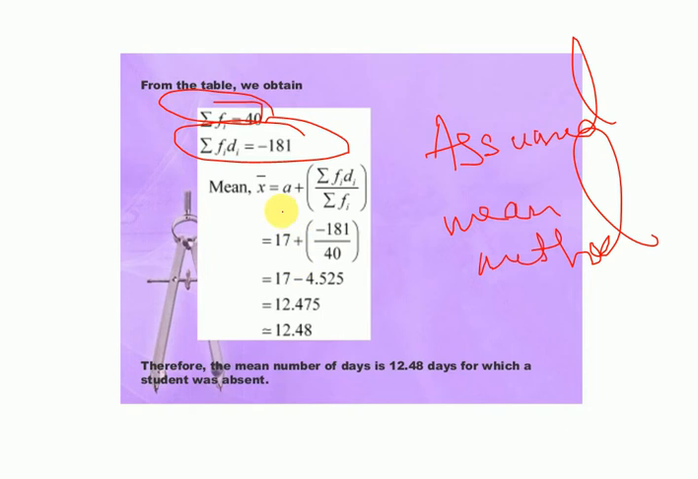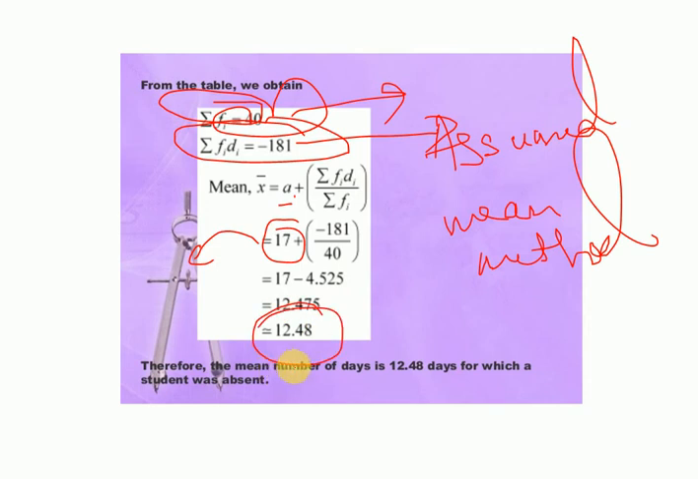We know sigma fi is 40, sigma fi di is minus 181, and by using the assumed mean method, I can say mean is equal to a plus sigma fi di upon sigma fi, right? a is 17, the middlemost value of the class marks, sigma fi di is minus 181, and sigma fi is 40. After solving you will get 12.48 approximately, because the value was 12.475, and after rounding off I get 12.48. So the mean number of days for which a student was absent is 12.48 days.